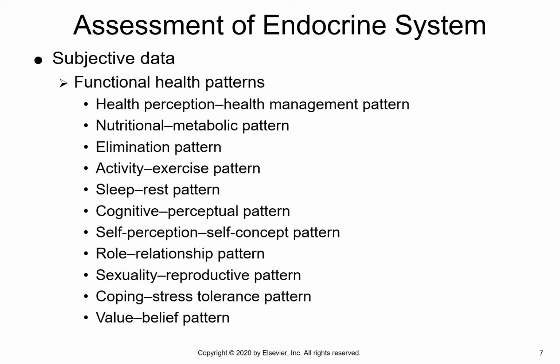Nutritional metabolic pattern. Changes in appetite and weight can indicate an endocrine problem. Ask about a history of weight distribution and changes. Weight loss with increased appetite may occur with hyperthyroidism or diabetes. Weight gain may occur with hypothyroidism or hypocortisolism. Obese persons are more likely to develop type 2 diabetes.